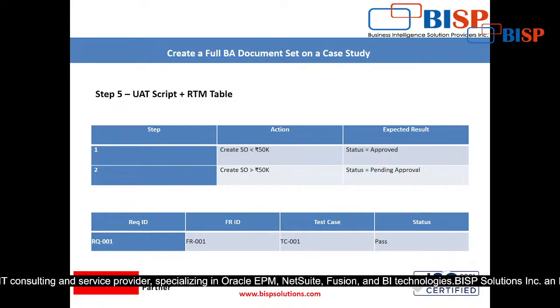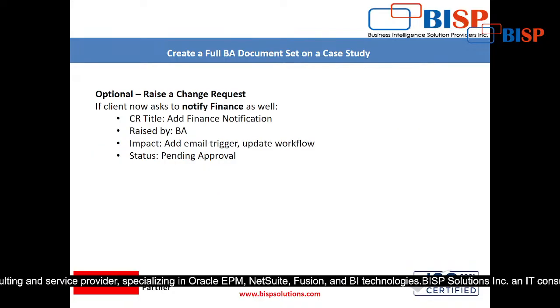What was the requirement? Okay, fine. What was the functioning of what they wanted? That means FR001. What test cases did you use after completion of that functional part? How many test cases did you use? Okay, so that is the test case requirement, right? And finally, what was the status now? Okay, this is the status, that is the pass, right? So this is how the UAT script and RTM table work. Now let's see this also, just a second.